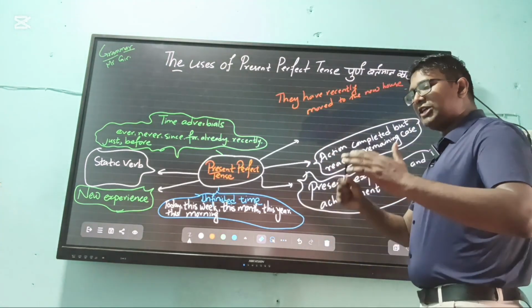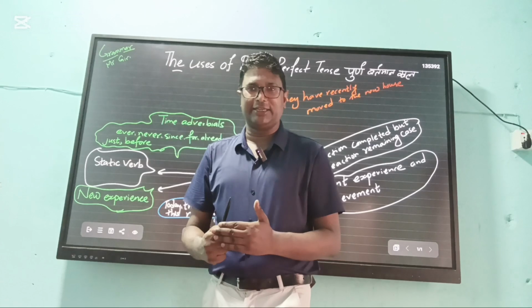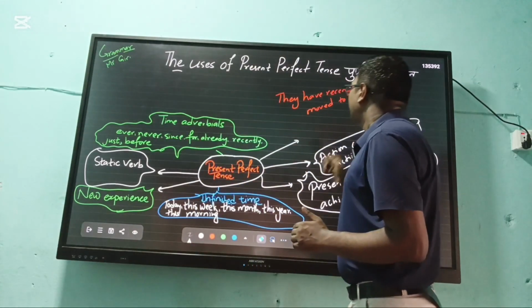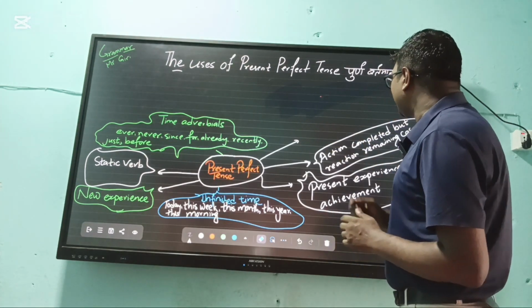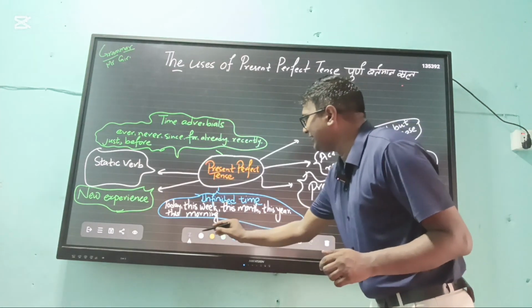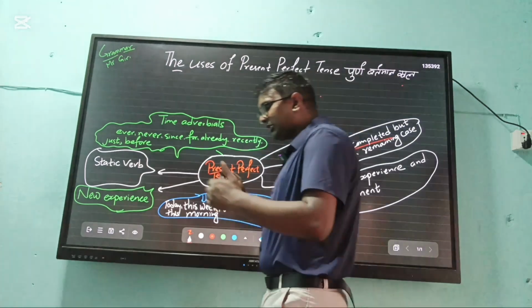He has just returned back. He has just come back from the USA. So that is the recently completed action. We use present perfect tense. Second one: action completed, but reaction still remaining.